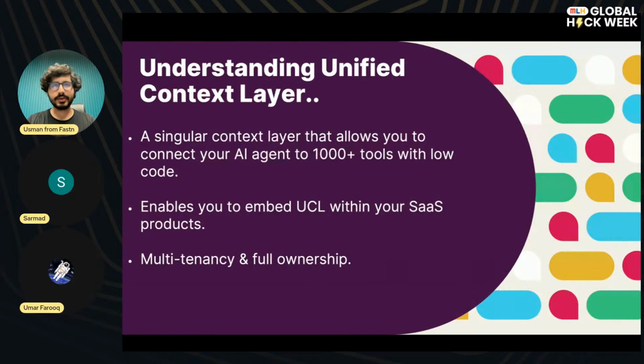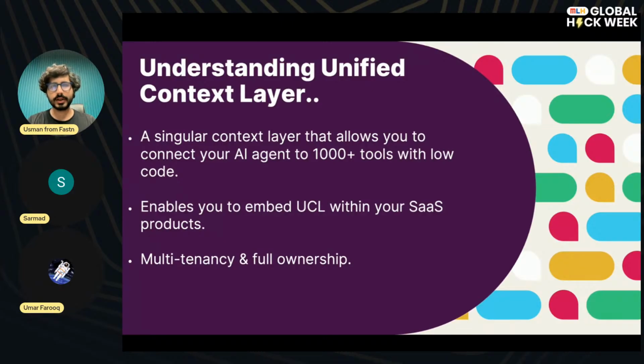So to understand unified context layer, it's a singular context layer that allows your AI agents to connect to 1,000+ tools with little to no glue code. It allows you to embed that layer onto your SaaS product without the need of going to every single MCP out there, every single documentation out there, and you have full ownership.